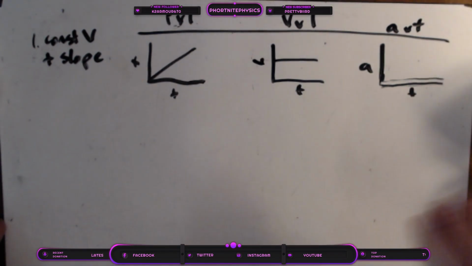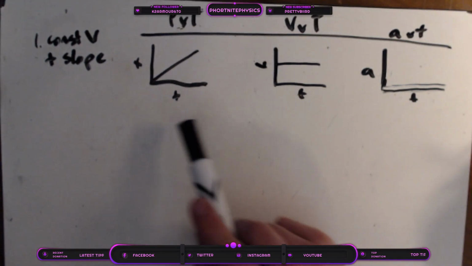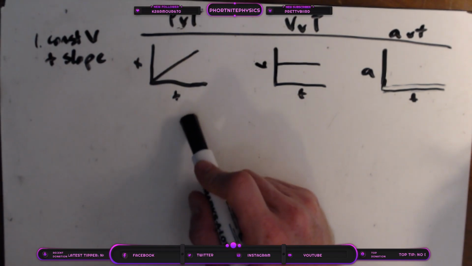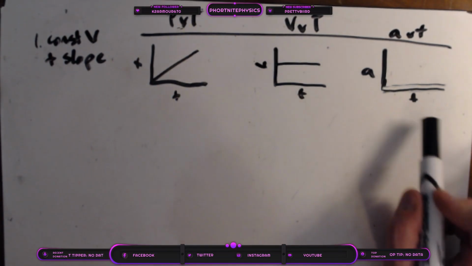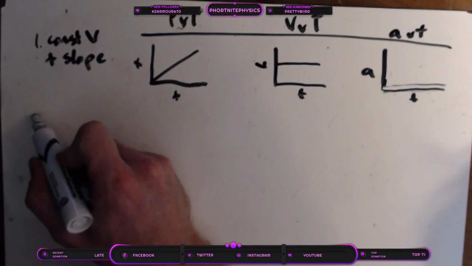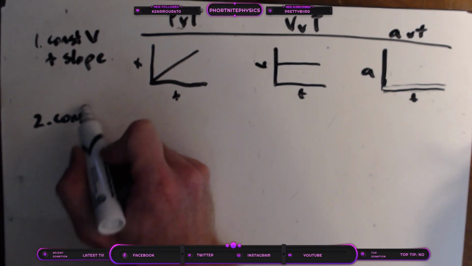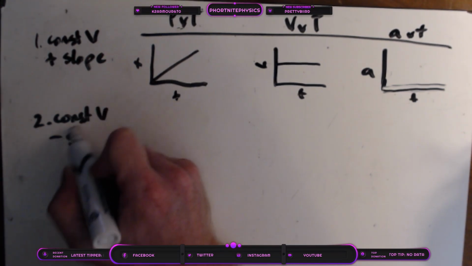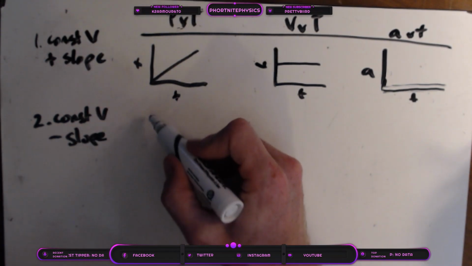Okay, and we can see that pattern in these three graphs right here. We have a straight line with a slope, we have a flat line with no slope, and then we have a 0 line. So let's do the next one. The next one is a constant velocity with a negative slope. Constant v, negative slope. Okay?